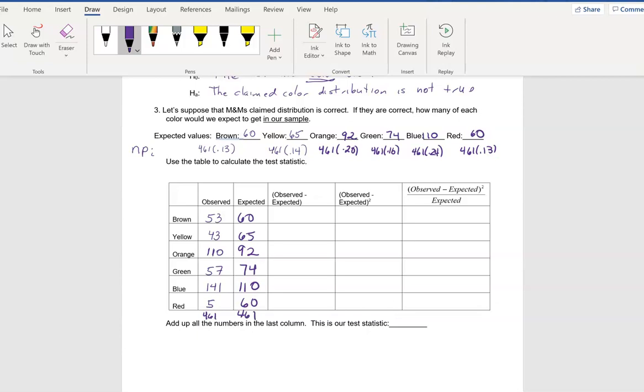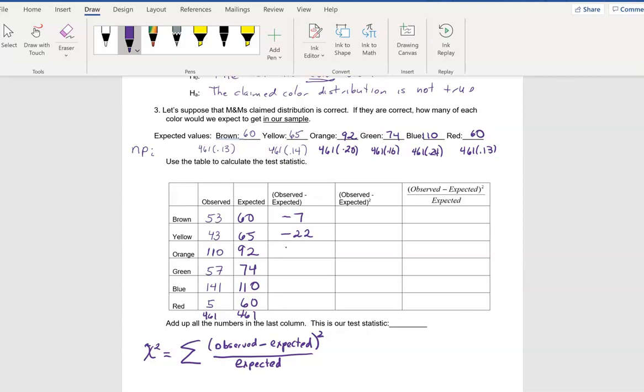The chi-squared statistic is actually given to you, and it's equal to the summation of the observed minus the expected, squared, divided by the expected. You'll see that on your formula sheet. We're going to calculate this by hand. Observed minus expected is -7. 43 minus 65 is -22.